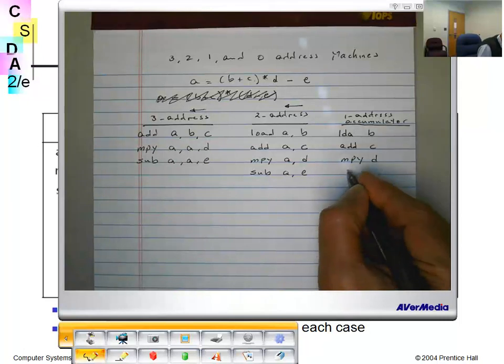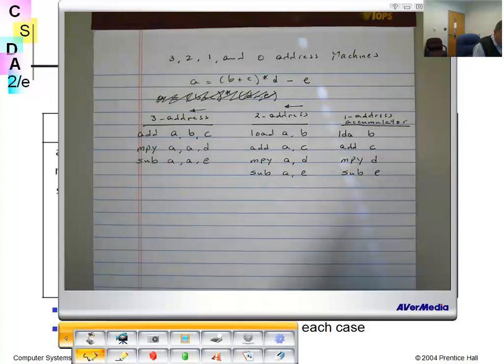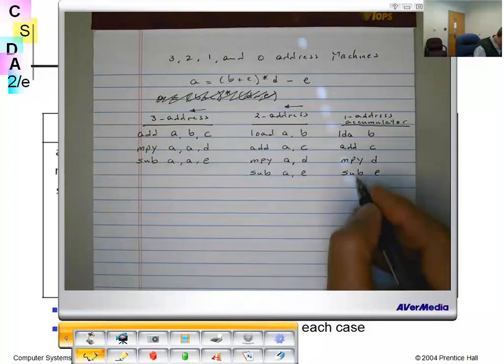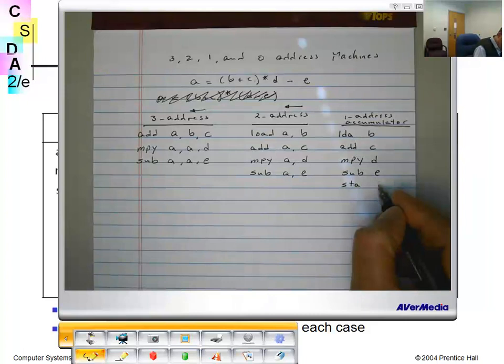Then subtract E. Then I subtract E from the accumulator, results in there. Now I need to take that one and store him in A, location A. Now I say store accumulator in A.